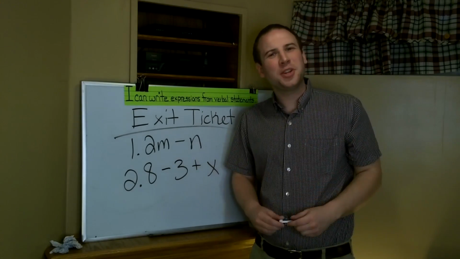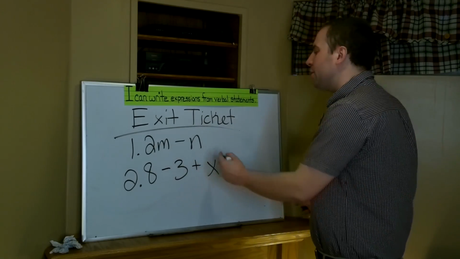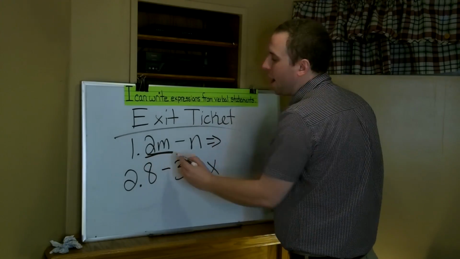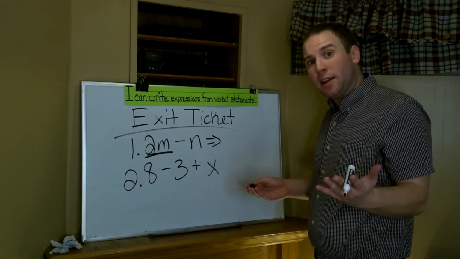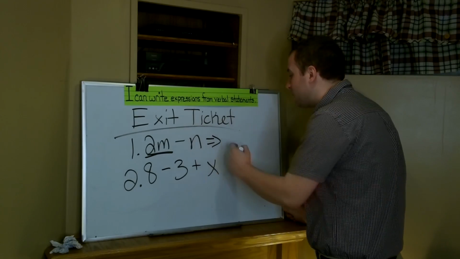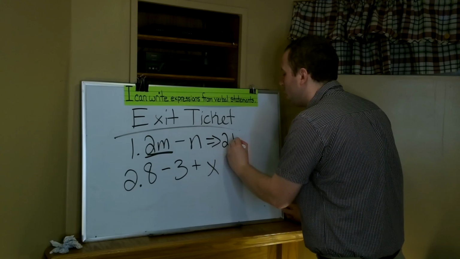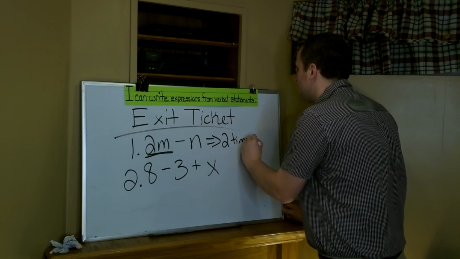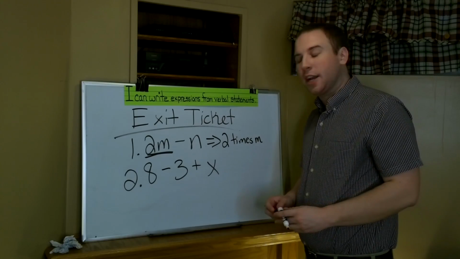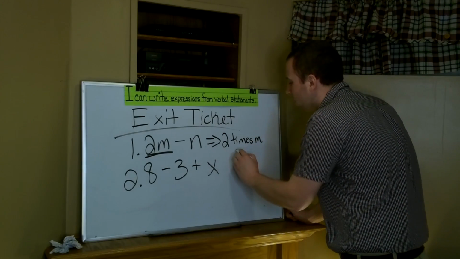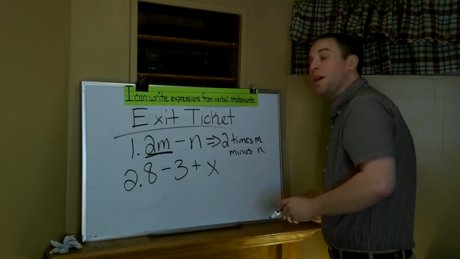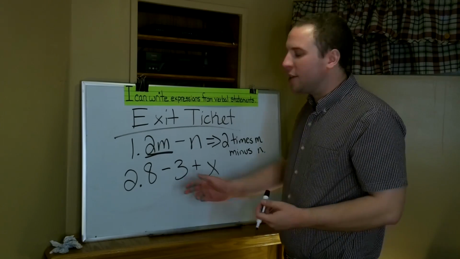Alright, let's go ahead and solve it, shall we? If we're to translate the following here, first things first, we have to look at 2m. 2m is what? Multiplication, right. So we could write it a number of ways, but we could write it as 2 times m. Now our last part here is subtraction, so we can do 2 times m minus n. Very good.